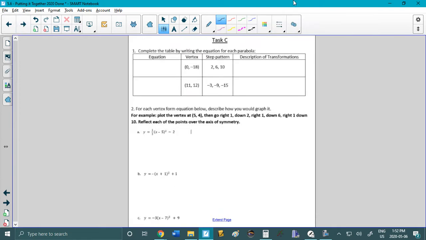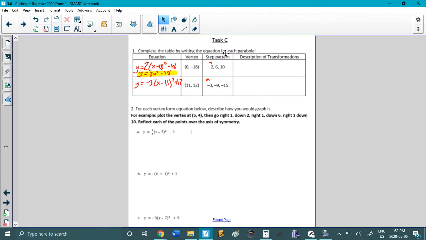Complete the table. All right. So, by writing the equation of each parabola, we're given vertices. So I would assume we're looking for a vertex form here. So the step pattern is 2, 6, 10. This essentially, the first one tells us A. So y equals 2, x minus 0 squared minus 18. And then here we have y equals negative 3, x minus 11 squared plus 12. Of course, in this one here, we could have just written y equals 2x squared minus 18.